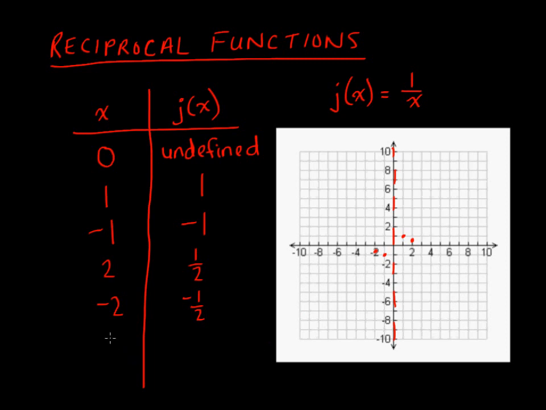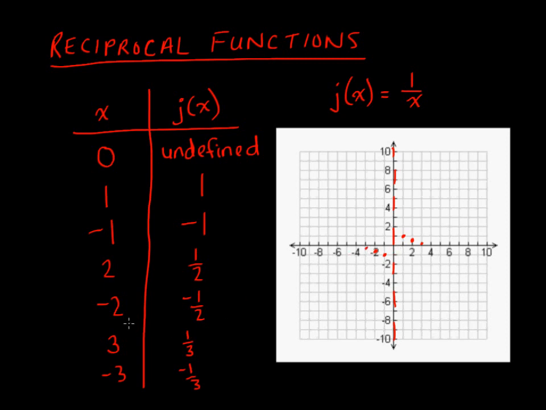Okay. What about an x value of 3? I'm going to have a y value of 1 over 3, so 1/3. And that gives me a point here. Okay. What about an x value of negative 3? Well, similarly, that's going to give me a y value of negative 1/3. And so I get a point right about here.